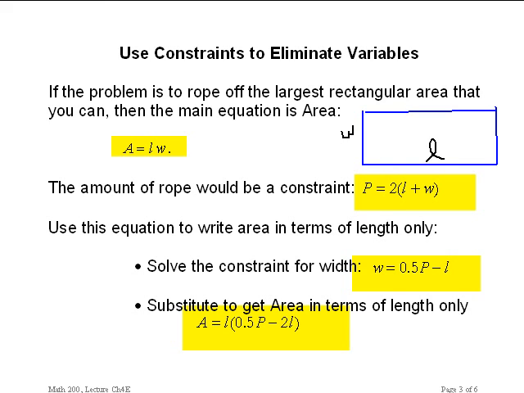So here's what we did. We did a sketch, we wrote down the main equation. Then we found some kind of constraint that would eliminate one variable, so we only had one. We used the constraint to write width in terms of length. We substituted that into the equation. Now I have area in terms of length only, remembering that P is just a number to be supplied later.